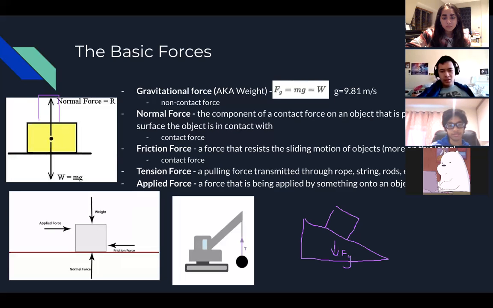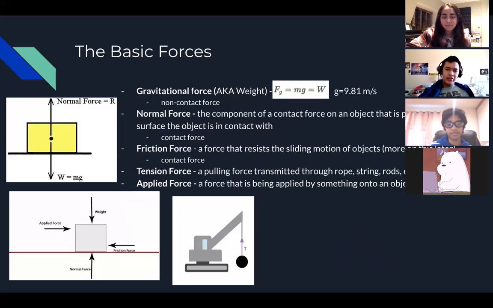But normal force isn't going to be straight up. It's going to be perpendicular to the inclined plane because we define it to be perpendicular to the surface the object is in contact with. Does that make sense? Okay.